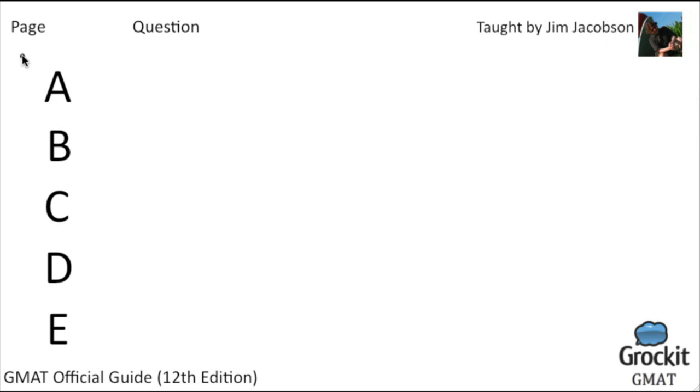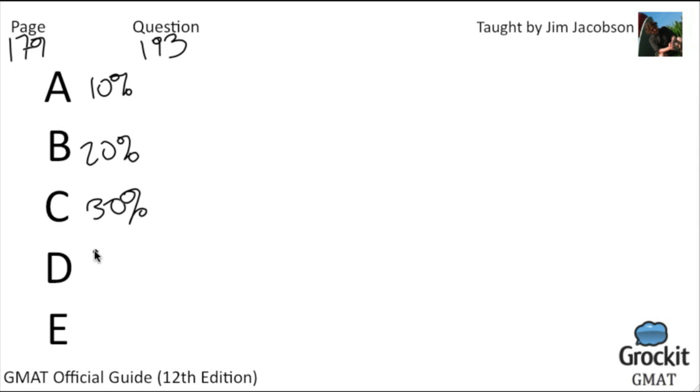So, page 179, number 193. 10%, 20%, 30%, 50% or 60%. So if 75% of a class answered the first question on a certain test correctly, 55% answered the second question on the test correctly, and 20% answered neither of the questions correctly, what percent answered both correctly?